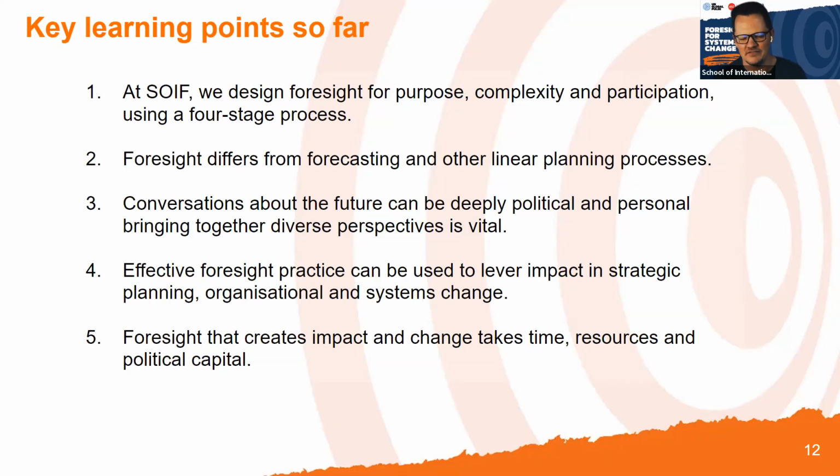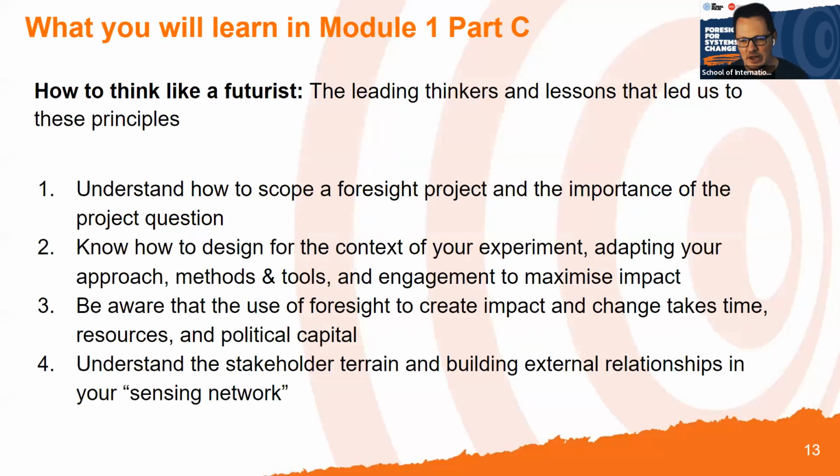Just to recap what we covered in this foundational module, we're really focusing on how to think like a futurist, how to understand and scope a Foresight project. That number one there is quite central to what we're going to cover today. How to design a project for the context in which we are delivering that project. How to be aware that Foresight can be used to create impact and change, and how to do that. And then lastly, really understanding the stakeholder terrain in which that Foresight is going to be delivered. And these are so crucial to the success of a Foresight experiment or a Foresight project.